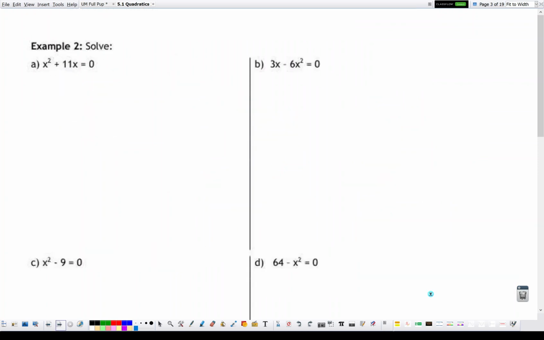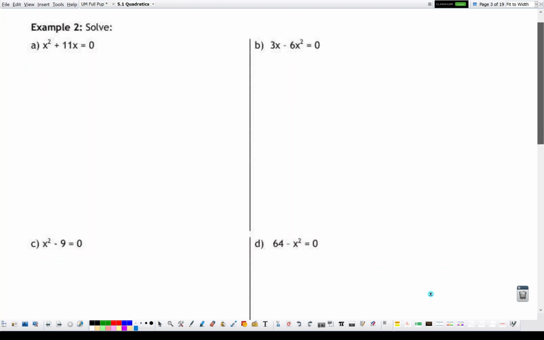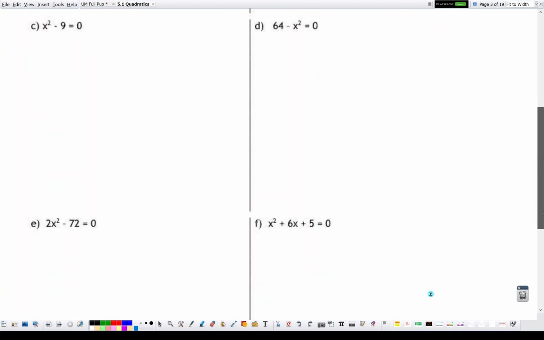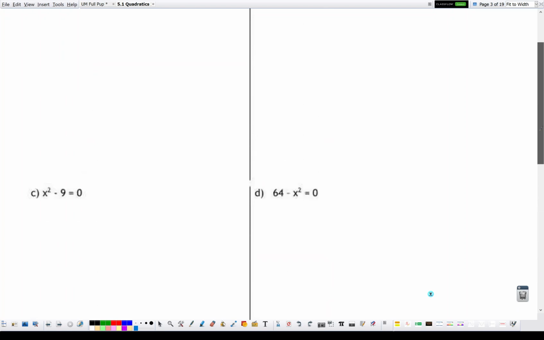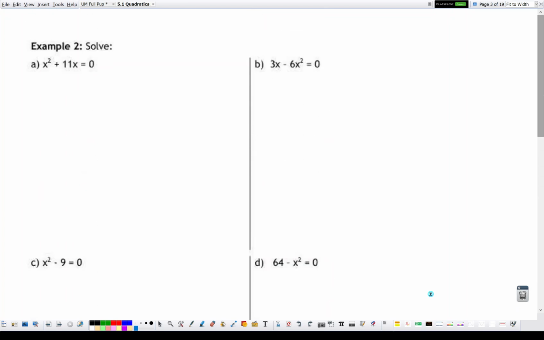So example number 2, how many do we have on this page? Right, we have 6 to do on this page before we start our own exercise. So really this is just factorising practice, that's all this is. So solve x squared plus 11x equals 0.